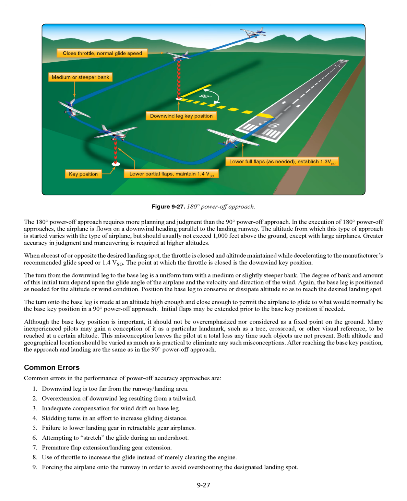6. Attempting to stretch the glide during an undershoot. 7. Premature flap extension/landing gear extension. 8. Use of throttle to increase the glide instead of merely clearing the engine. 9. Forcing the airplane onto the runway in order to avoid overshooting the designated landing spot.